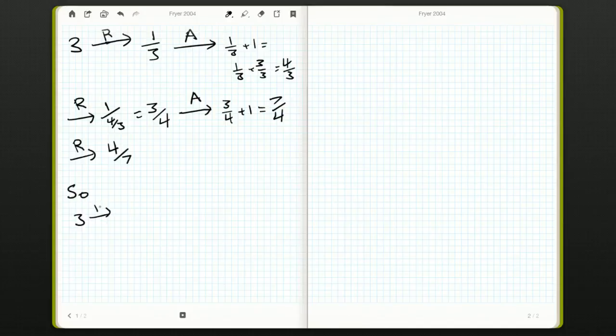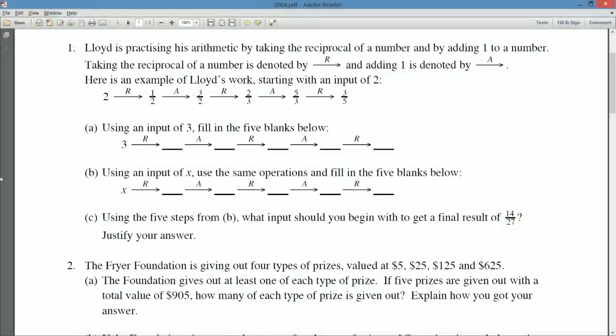Let's just write all these nice and neat. So R gave 1/3, A was 4/3, R gave us 3/4, then we had 7/4, and finally 4/7. Alright, fantastic. And that was all we were asked to do in part A. Very simple, just getting us used to the problem. Reciprocal, add, so that was 4/3, 3/4, 7/4, and 4/7.